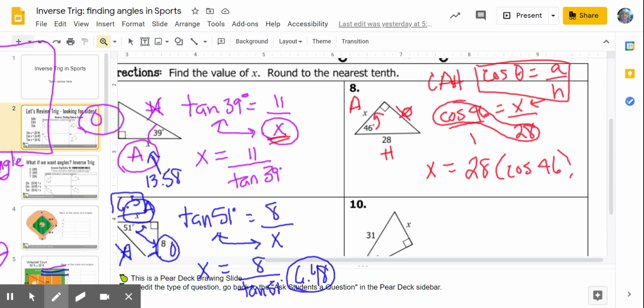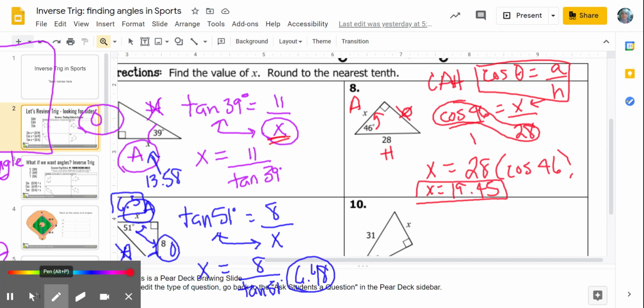And what do you get when you do that multiplication? Should be something less than 28 because 28 is the hypotenuse. It's always the longest side. And kind of always think about the reasonableness of it.